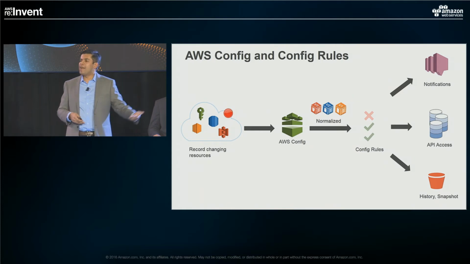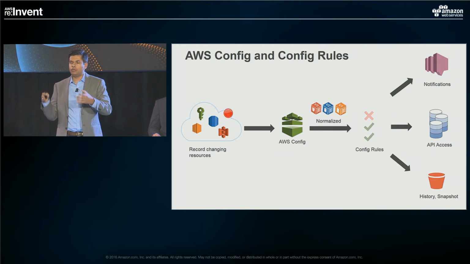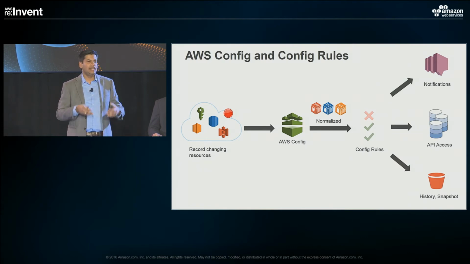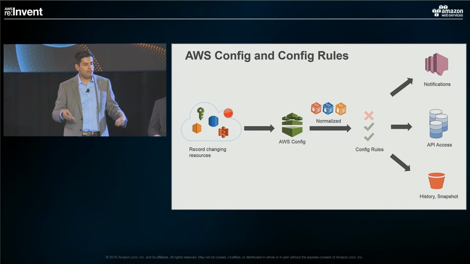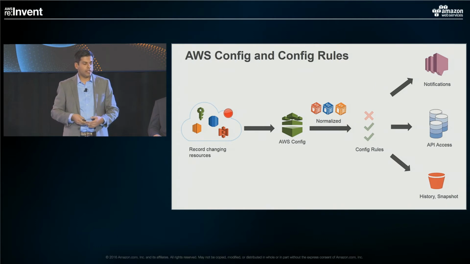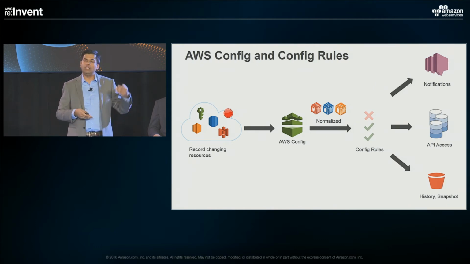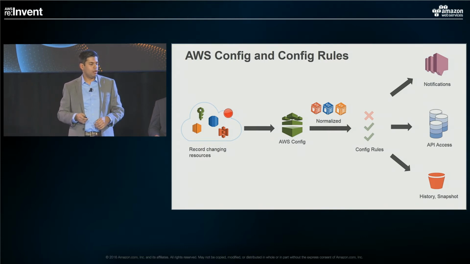So this is a quick schematic of Config. There are resources in Adam's account which are being continuously recorded by Config, normalized into a standard format, what we call a configuration item. Then the rules get applied on top of these changes. If any changes are found to be non-compliant, notifications are sent. Adam gets API access to this data as well, and this information gets deposited in an S3 bucket too.